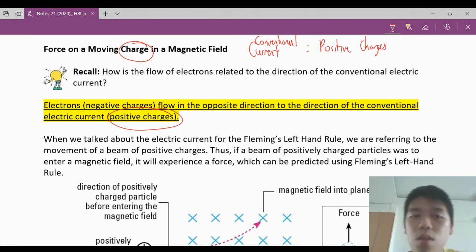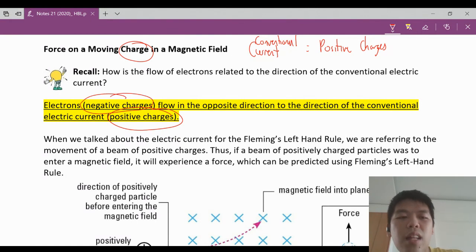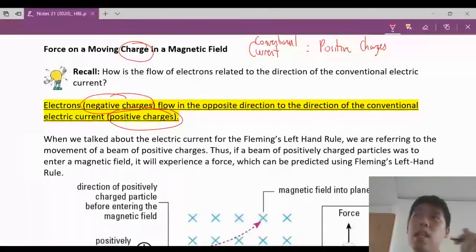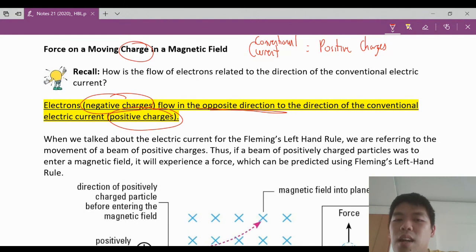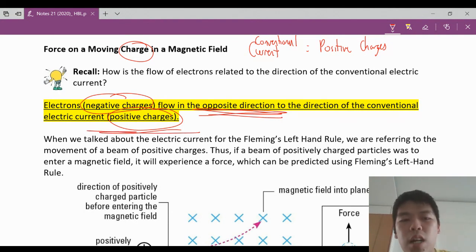But sometimes the question will also ask you, what happens when electrons, which are negative charges, flow? So you must understand that it's in the opposite direction. Whenever we talk about current, we assume there is a positive charge. Electrons will be in the opposite direction. So let's clarify this once and for all.